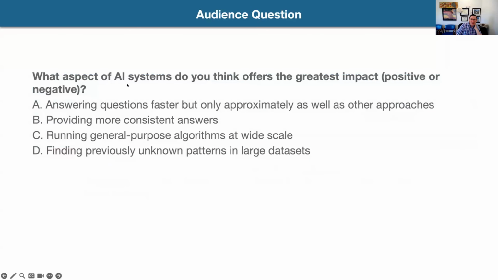So I'm going to stop for a second and have an audience question. There's not really a right or wrong answer on this, but what aspect of AI systems do you think offers the greatest impact, positive or negative? A, answering questions faster, but only approximately, as well as other approaches. B, providing more consistent answers. C, general purpose algorithms at wide scale. Or D, finding previously unknown patterns on large data sets. Please share your answers on Discord.